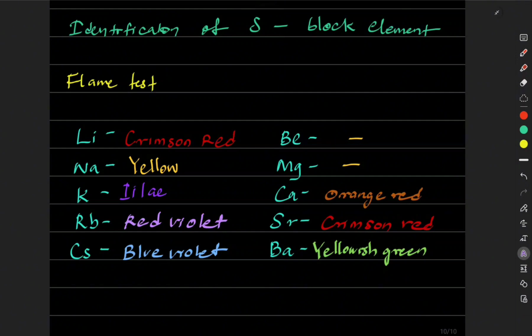Lithium, crimson red. Sodium, yellow. Potassium, lilac. Rubidium, red violet. Cesium, blue violet. Beryllium and magnesium do not show color. Calcium, orange red. Strontium, crimson red. Barium, yellowish green.